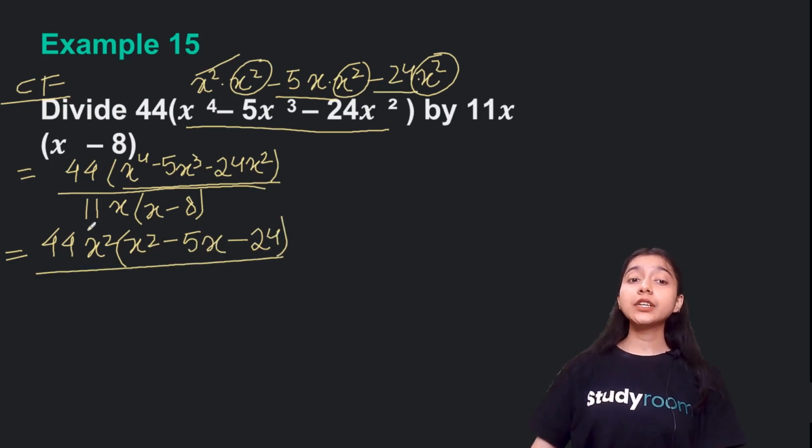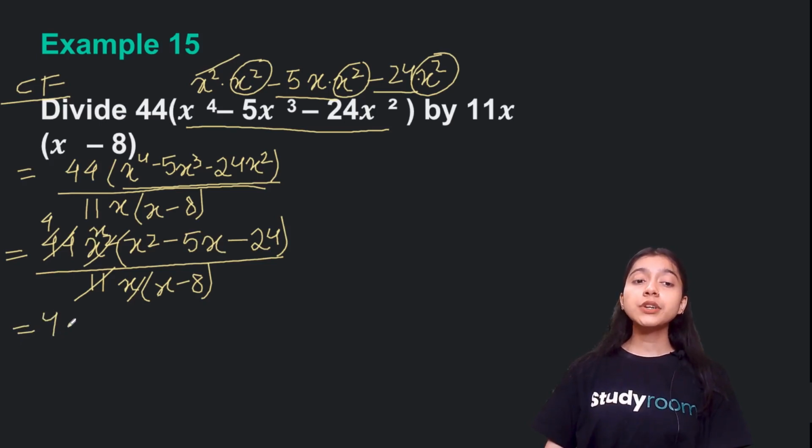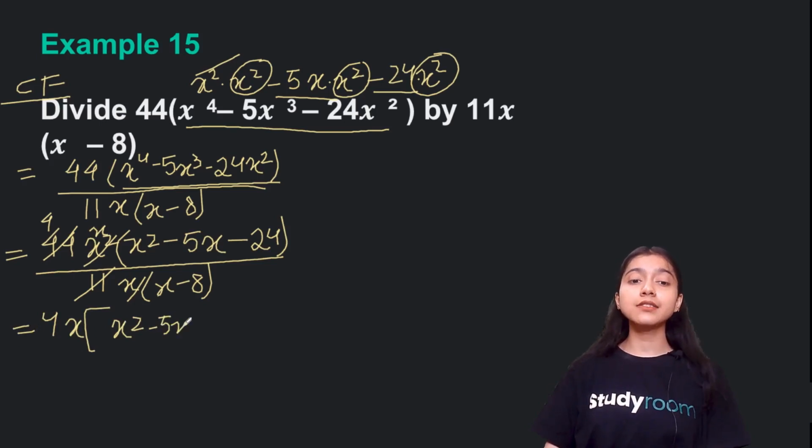Now over here we have 11x multiplied with x minus of 8. This 11 gets cancelled out with 44 leaving behind 4. X gets cancelled out with x square leaving behind x. So we'll be left with 4 times of x, and over here we'll be left with x square minus of 5x minus of 24, and this thing is whole divided with x minus of 8.